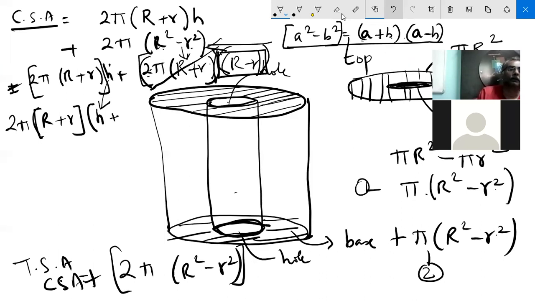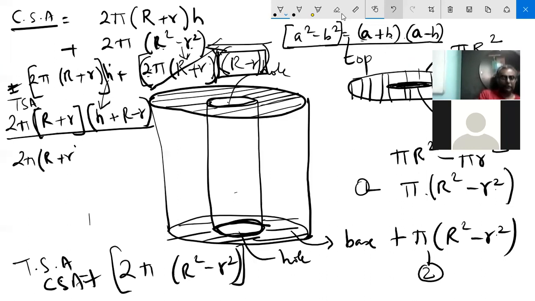R minus r, sir. Very good. That's all the formula. What is total surface area? Total is 2 pi r plus r into r minus r plus h. In order to remember easily, better to say 2 pi r plus r into r minus r plus h. That's all the formula. Where does this r plus r into r minus r come from?